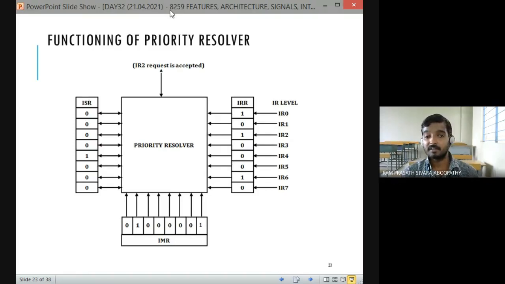So priority resolver எப்படி work ஆகுதுன்னு புரிஞ்சுதா? Which are all requesting and which are all masked, so that will be eliminated. The remaining interrupts, it will compare with ISR bit. If ISR bit of that particular interrupt is set, it will check whether the in-service interrupt is having highest priority. If no, then it will permit the interrupt. Okay, so this is the thing happening in 8259 priority resolver.